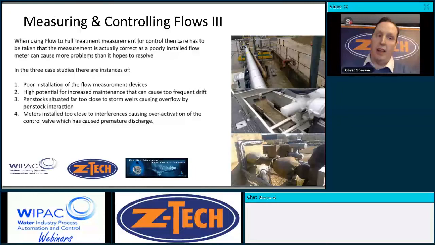There was an article recently talking about the use of flumes. And in an ideal situation, yes, you would. Because in a flume, you've got not just a flow measurement device, but a flow control device as well. But it does need quite a lot of space.